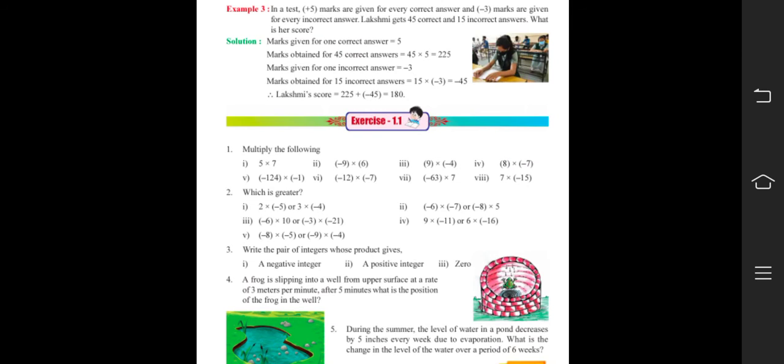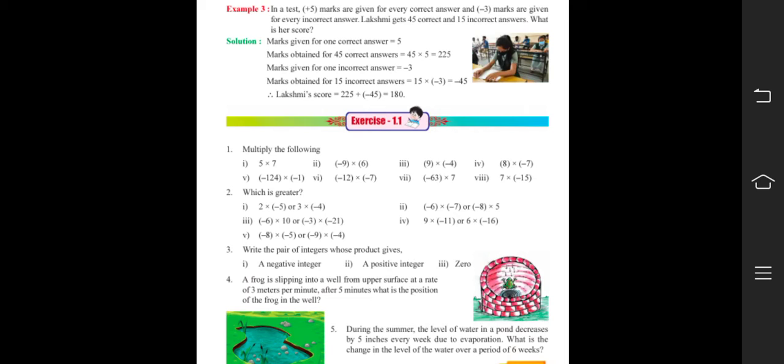Next example 3C, children. In a test, 5 marks are given for every correct answer and minus 3 marks are given for every incorrect answer. So Lakshmi gets 45 correct and 15 incorrect answers. What is her score?